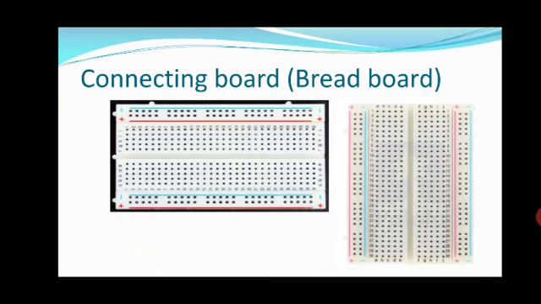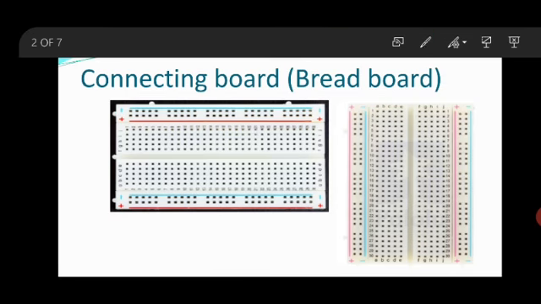The most basic and most used component for electronic devices is the breadboard. I hope you can see the diagram in front of you. It will look like dotted holes. We'll see the first diagram, in which I have marked with a red color, here, plus. I hope you can see this is a plus.